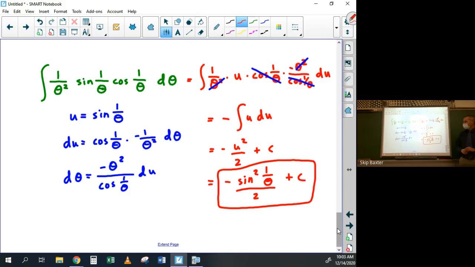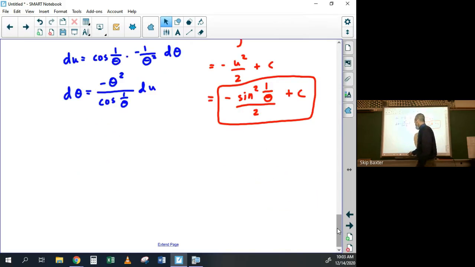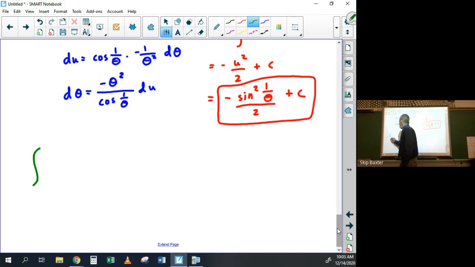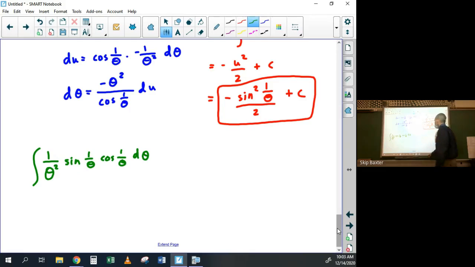Let's do that, actually. I think that's interesting. Let's take the same function, 1 over theta squared, sine 1 over theta, cosine 1 over theta, d theta. So this time, let's take u to be cosine 1 over theta.